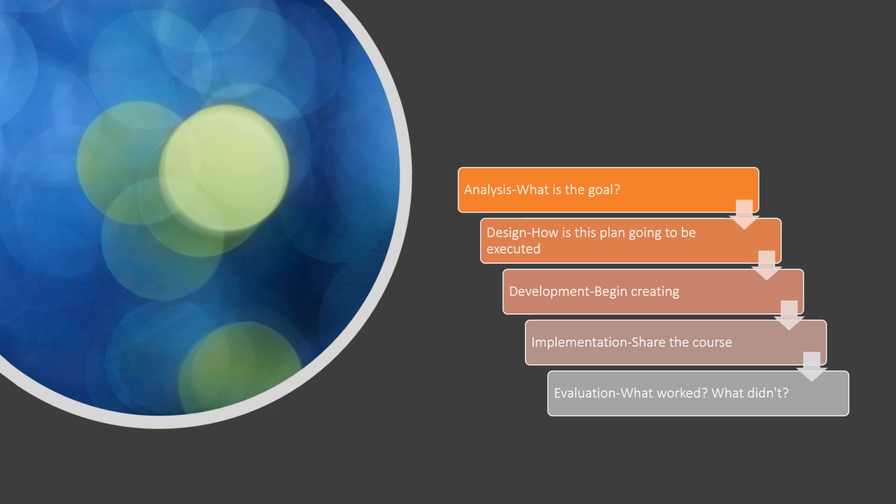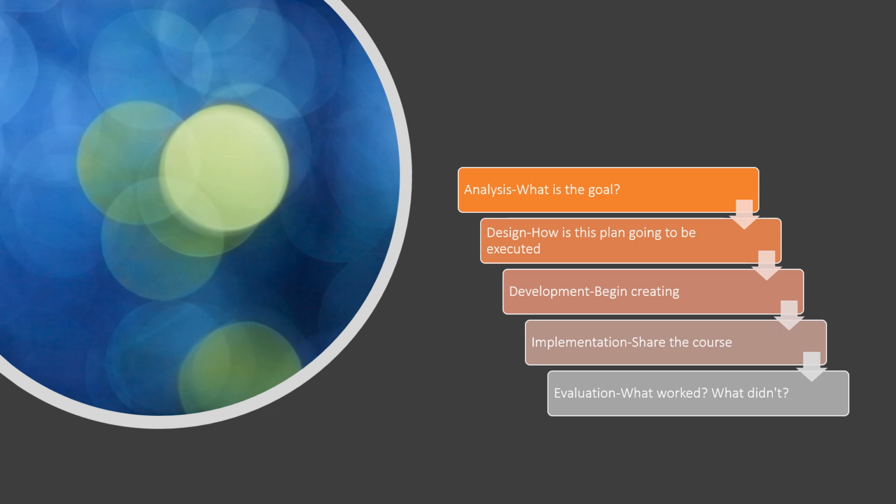So what exactly is ADDIE? The 5 phases broken down start with analysis. So analysis is looking at what is the goal? What are we trying to get out of the creation of this program? So you might want to look at who is this for? What is our audience? What is it we're trying to accomplish with this program? What is the desired outcome? What do we want people to walk away with?